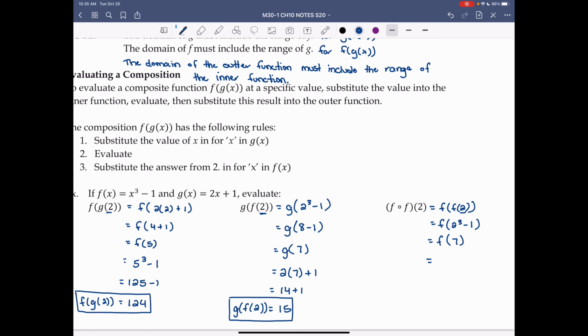So we get 7 cubed minus 1. 7 cubed is 343. Minus 1 is 342, which equals f of f of 2.